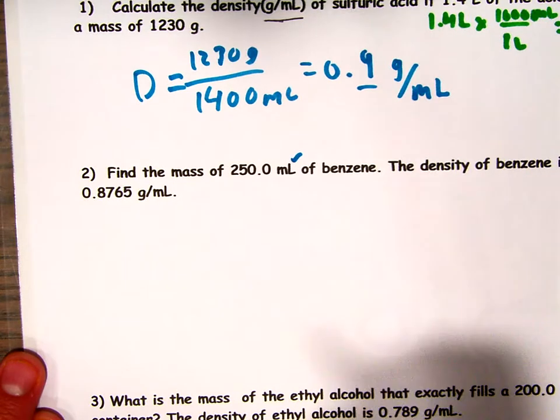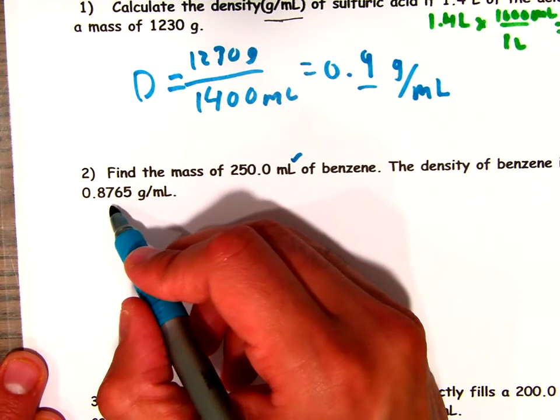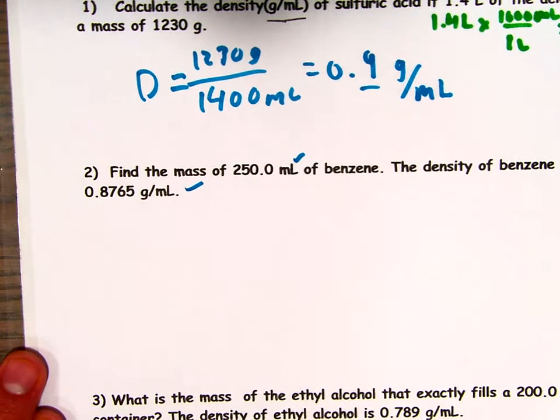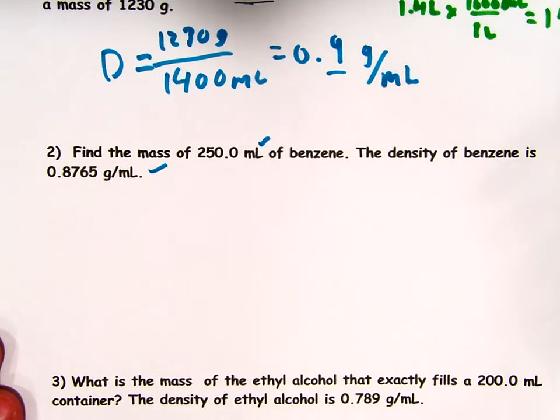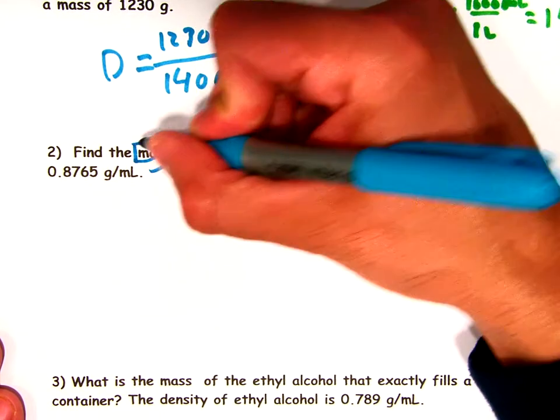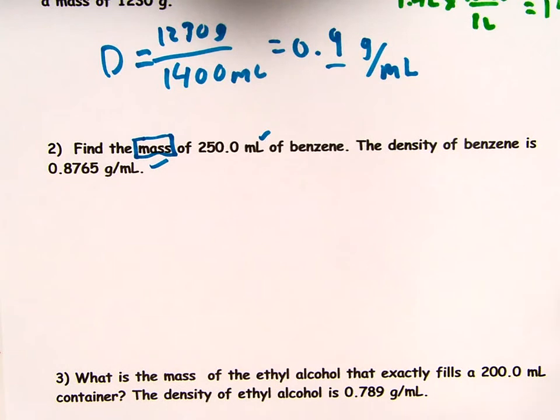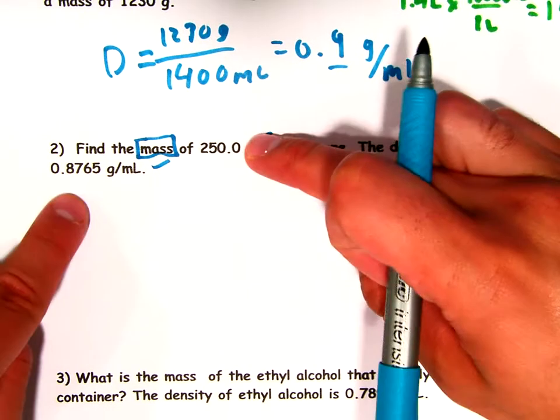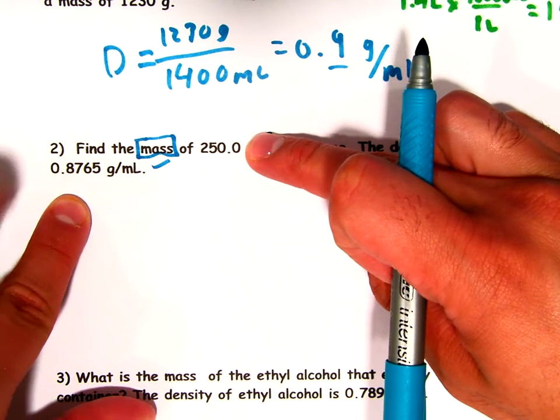The density of benzene is 0.8765 grams per milliliter. In this case, I want to find the mass. It's important that you look through your problems and try to figure out what you need to find. So I'm just going to plug these in, and then we'll solve for whatever we're missing.